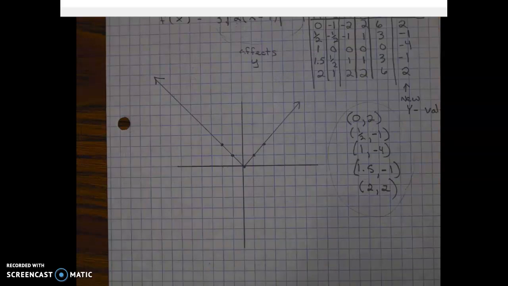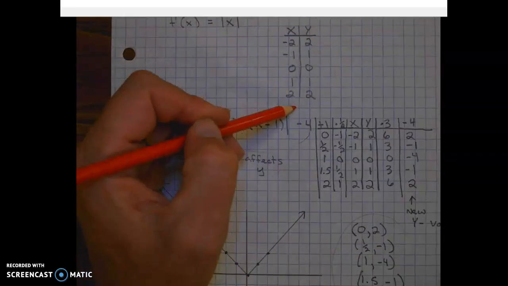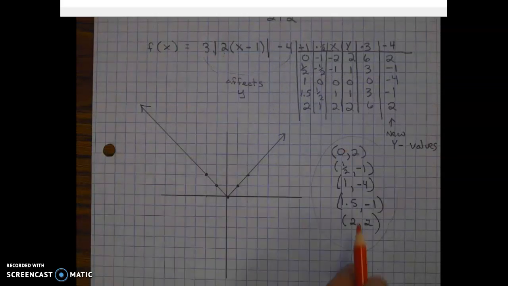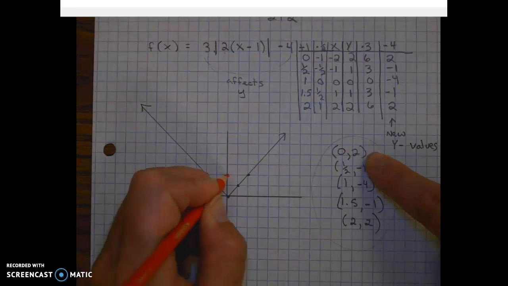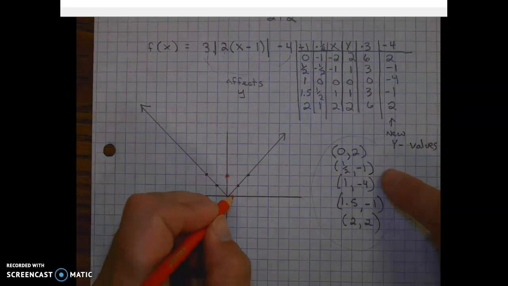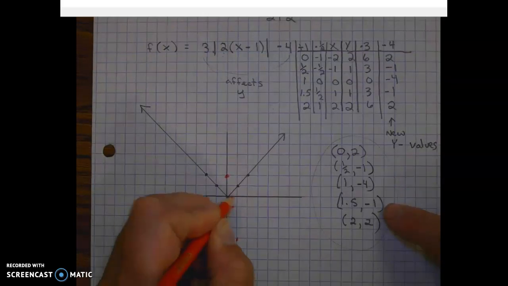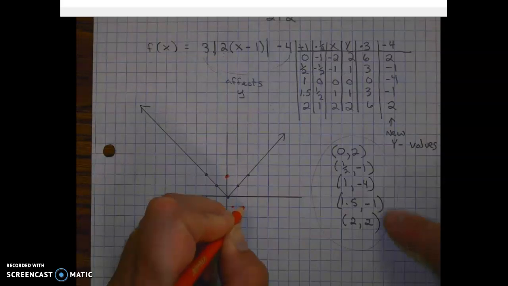Okay, so for this graph, notice that I have started off with my parent. So I plotted my parent equation. So I want you to see how it compares to our new equation. So the next thing I'm going to do is plot these points. So 0, 2. I'm going to use different colors so you can see the difference. 1/2, negative 1. 1, negative 4, 1.5, negative 1. You see the symmetry going on here? 2, 2.